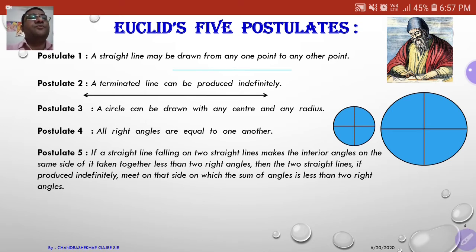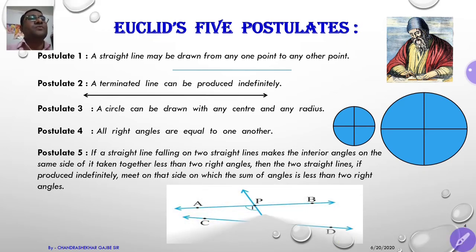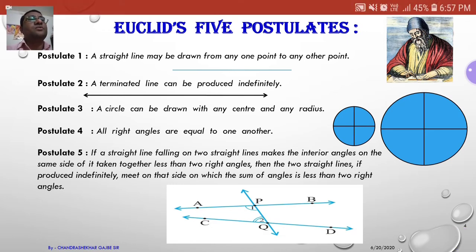Next postulate, postulate number 5. You can check that in postulate number 5: if a straight line falling on two straight lines makes the interior angles on the same side of it taken together less than two right angles. You can check that in the figure very easily. In this figure, the straight line PQ falls on two straight lines AB and CD, and they make interior angles, angle 1 and angle 2, on the same side of the transversal.